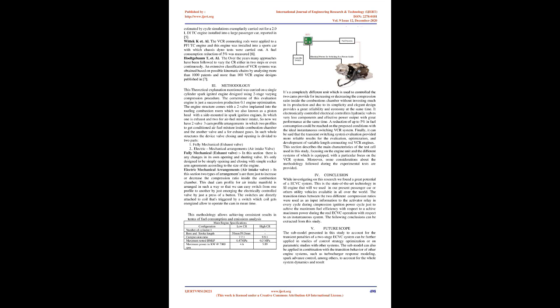Clayburgh et al. The tests were performed with raw 91 gasoline. Secondary effects such as friction or parasitic loss increase to be expected in a VCR engine were not taken into account. A fuel consumption improvement of 5.7% was estimated by cycle simulations exemplarily carried out for a 2.0L DTC engine installed into a large passenger car, reported in 5.